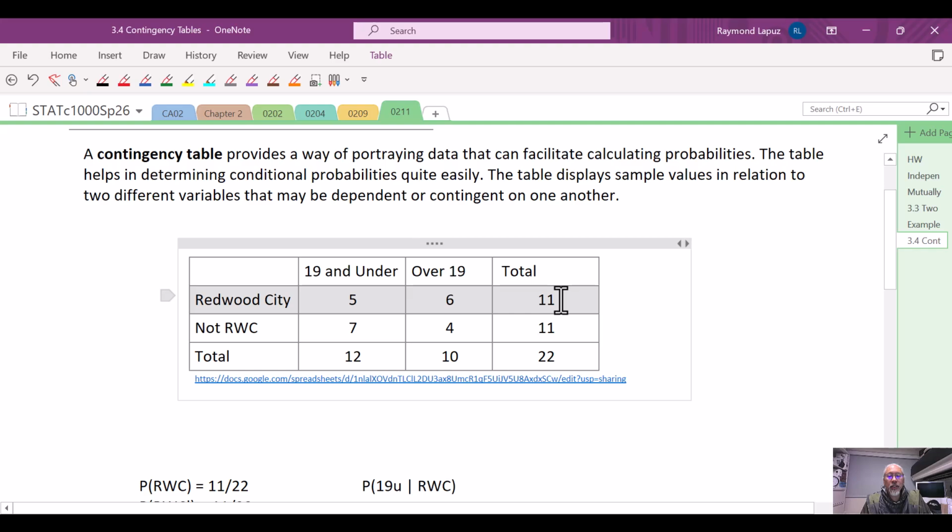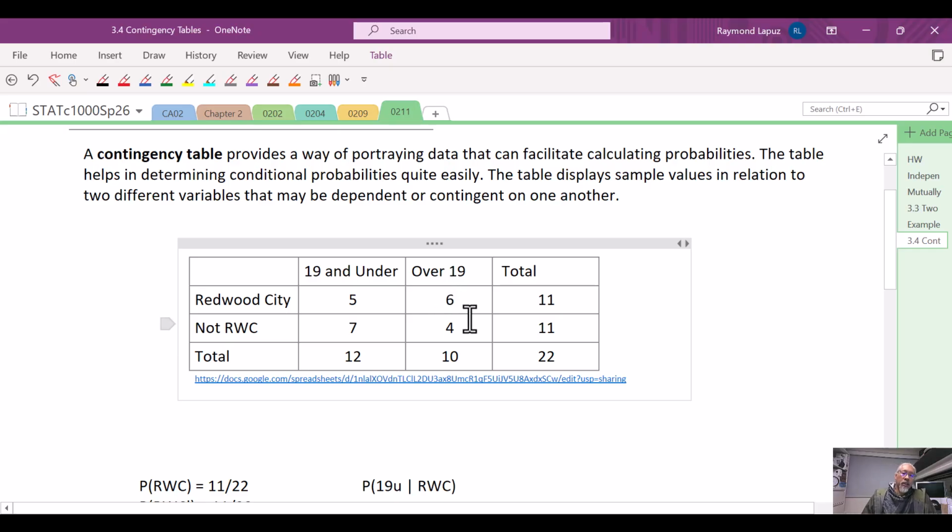What we did was find out the total number of students who said that they were from Redwood City, and there were 11 of them. Then we sorted it so that we saw all the Redwood City folks. Out of all the Redwood City folks, how many of them were 19 and under? We counted that, and we got 5. And then we deduced from there that Redwood City and over 19 is going to be 6.